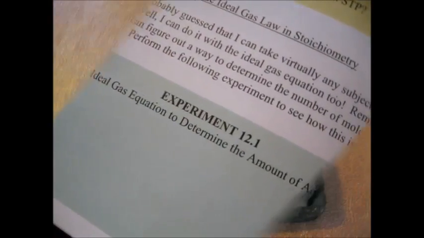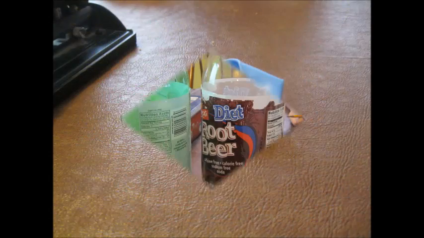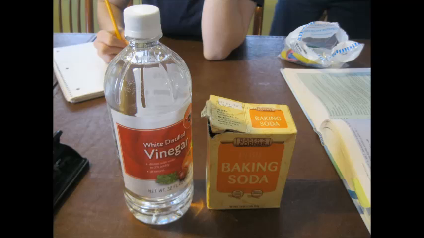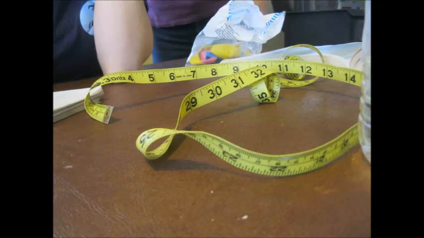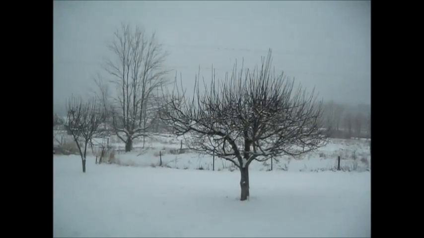Chemistry Experiment 12.1, using the ideal gas equation to determine the amount of acid in vinegar. Supplies: mass scale, plastic 2-liter bottle, round balloon with an 8-inch diameter, vinegar, baking soda, seamstress tape, thermometer, weather report that contains an atmospheric pressure for the day.